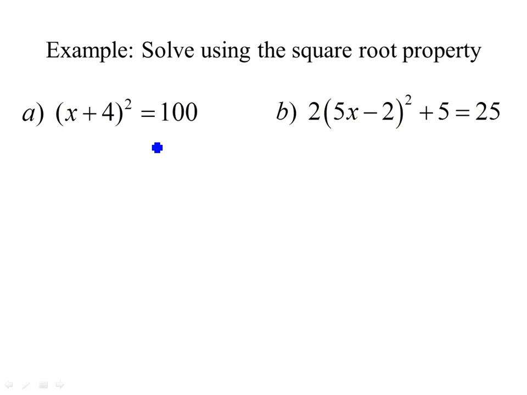No. That's not going to get rid of anything. Yeah, the plus 5. I need to get rid of this plus 5, so I'm going to minus 5 from both sides. So we're going to have 2 times (5x minus 2) squared is equal to 20.